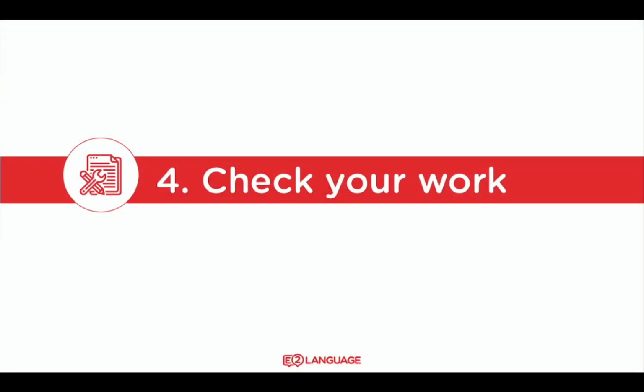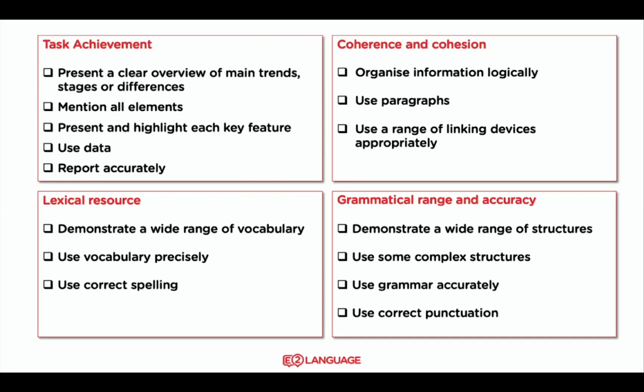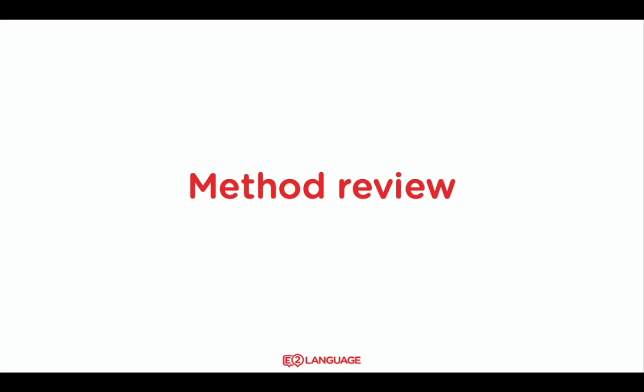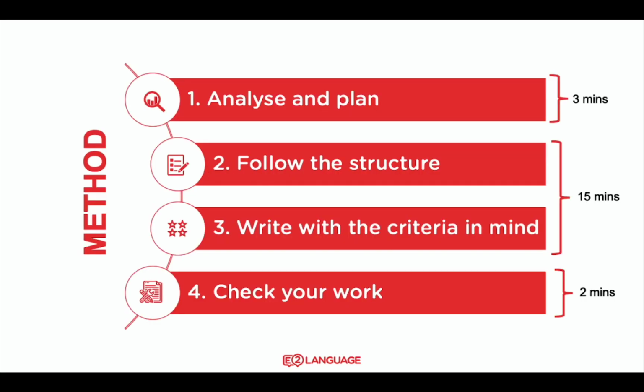And once you've written your own task 1, save 2 minutes to go through and check carefully. That's the final part of the method. Use this checklist to do it. So once again, our method is to analyze and plan for 3 minutes. Write with the structure and the criteria in your mind for 15 minutes and check your work for 2 minutes. And that's how we write bar charts. And really that's how we write any task 1, which shows a snapshot or static information. So it's over to you, time to practice.